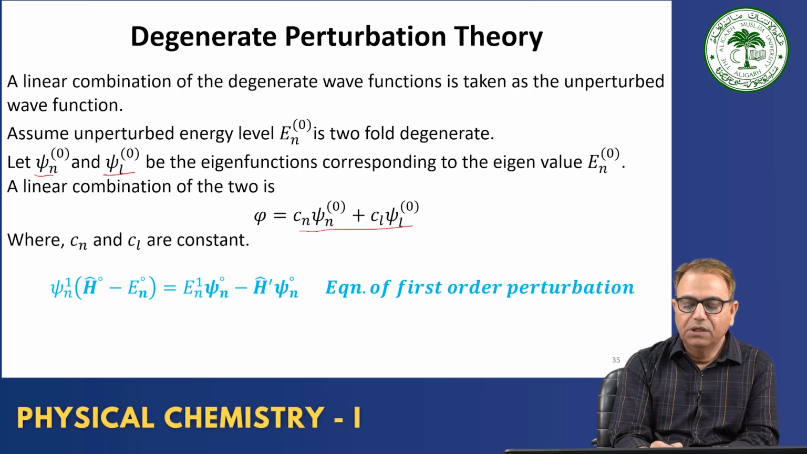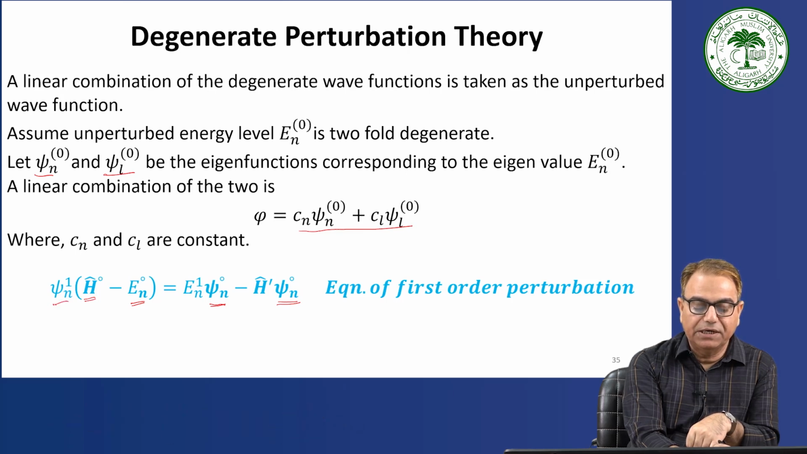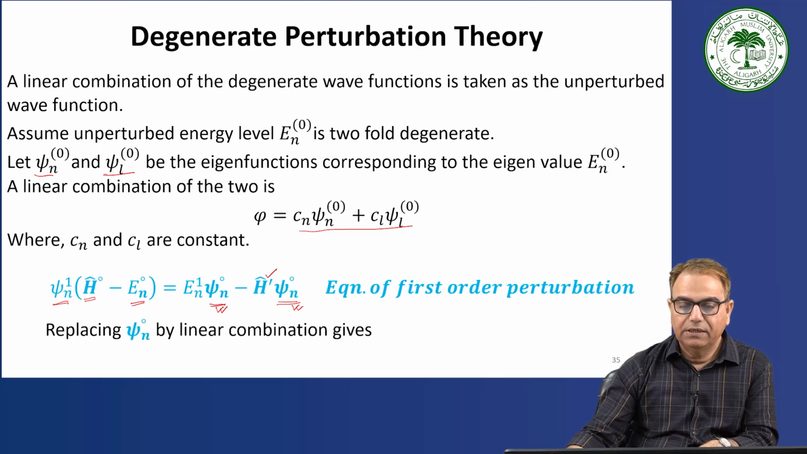So in this relationship, this is the wave function for the unperturbed system psi n naught, and this is the energy for the unperturbed system En naught. This is your Hamiltonian for the unperturbed system. This psi n1 is the first order correction to the wave function, and this H prime is the perturbation. So what we will do, we will replace psi n naught by this linear combination of the wave functions psi n naught and psi L naught. So what do you get?